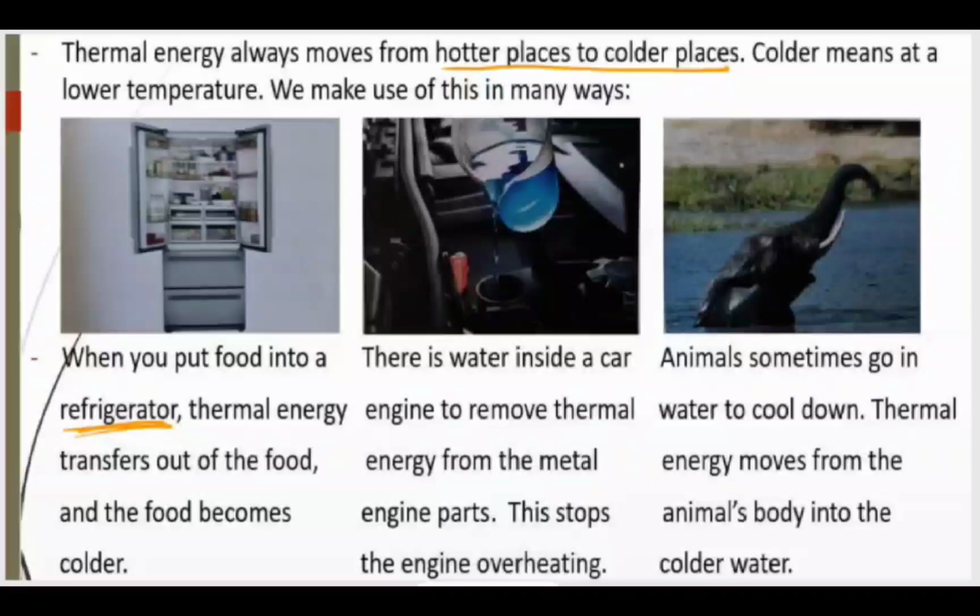When you put food into a refrigerator, the thermal energy is being pulled out of the food, moves out of the food, and the food becomes colder. Now, there is water inside a car engine, to remove thermal energy from the metal engine. This stops the engine from overheating.